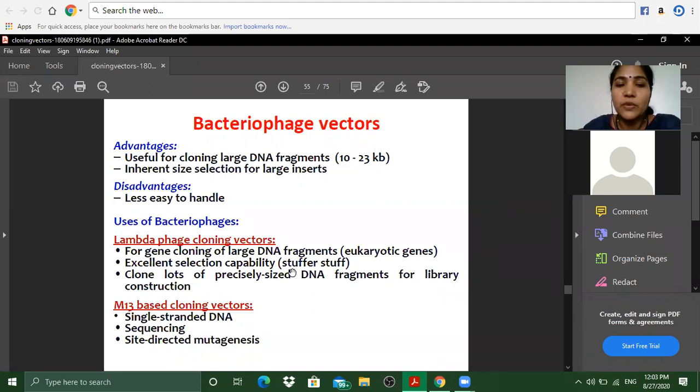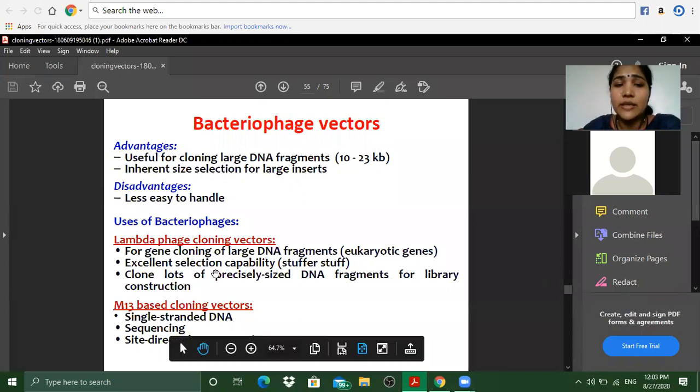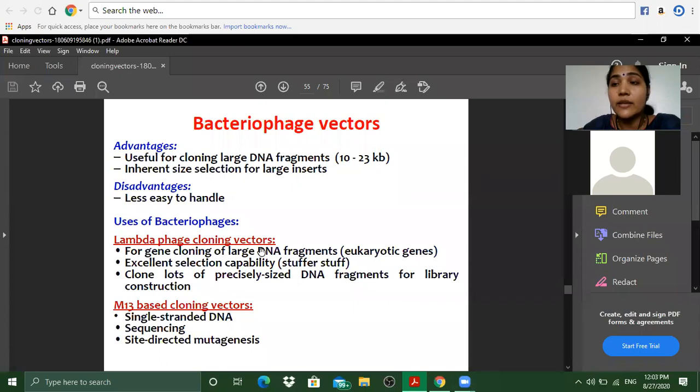So excellent selection capability, stuffer. I don't know what they mean by stuffer, but excellent selection capability means that the integration of the DNA of interest into the virus is at a higher level when you compare it with plasmids. You can clone lots of precisely sized DNA fragments for library construction. So this is much more precise compared to the plasmid ones, and maybe the success rate here is higher than with plasmids.